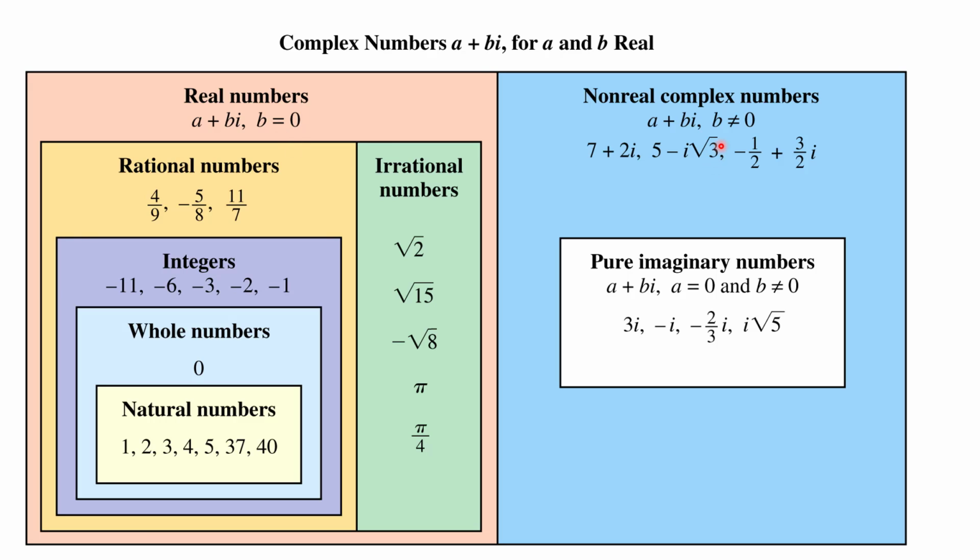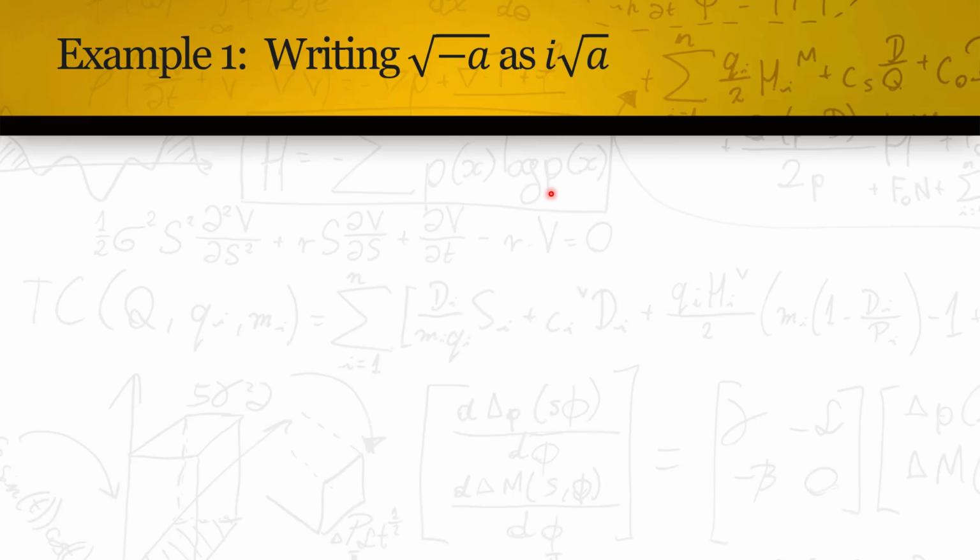Now b is not necessarily equal to 0, and of course now it includes a whole another class of numbers: purely imaginary numbers. But basically, every number is a complex number. The set of all real numbers is a subset of the set of complex numbers.